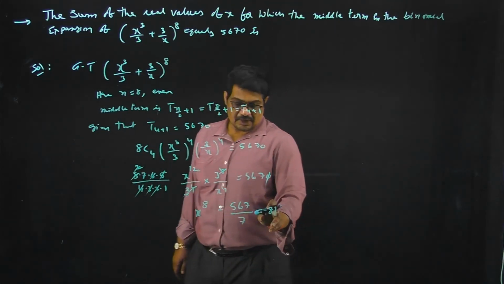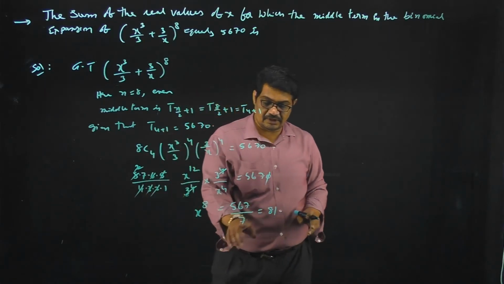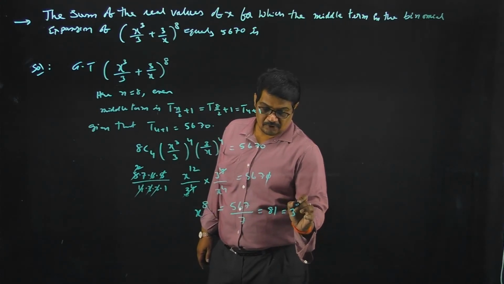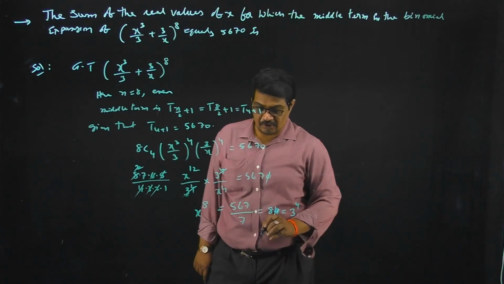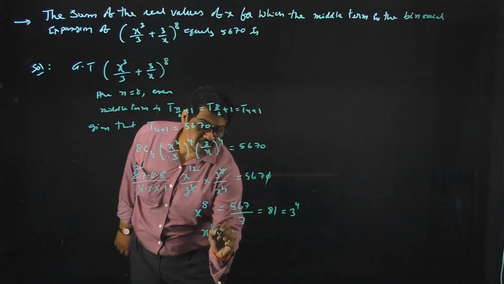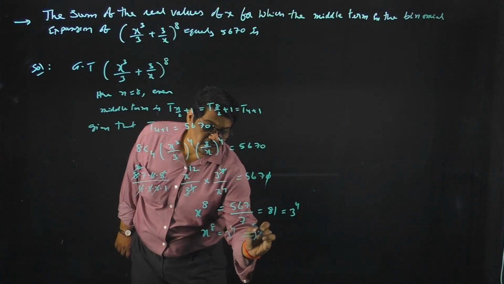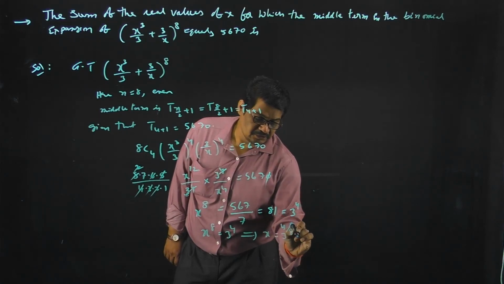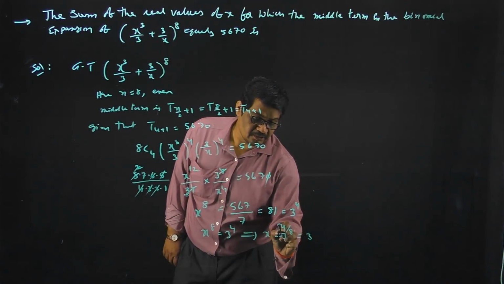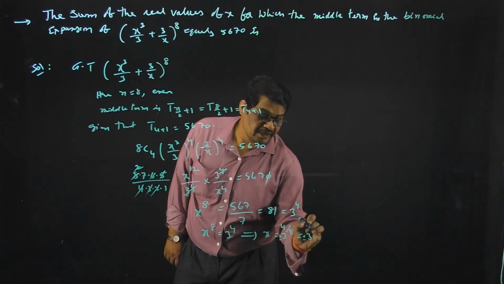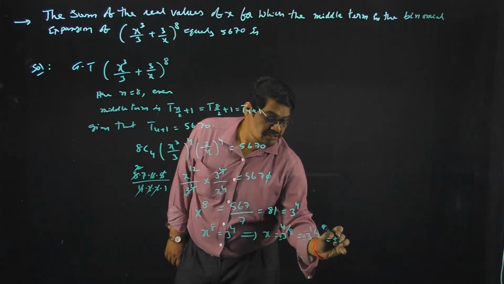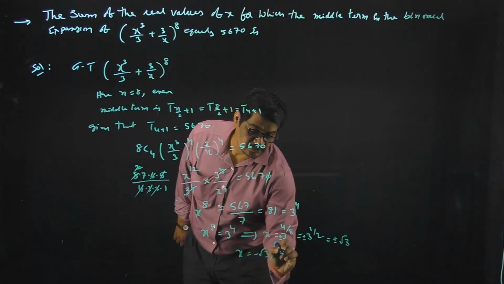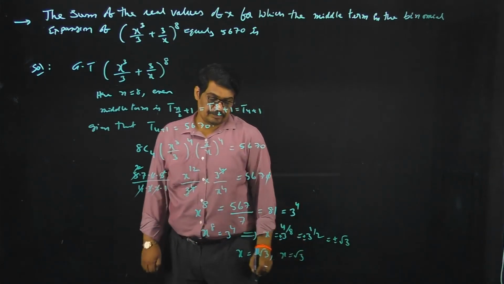So this is 567 divided by 7, that is 81. This 81 can be written as 3 to the power of 4. So x to the power of 8 is equal to 3 to the power of 4. From that x is equal to 3 to the power of 4 by 8, taking plus or minus, 4 by 8 that is 1 by 2, so plus or minus root 3. So these are the values of x: x is equal to minus root 3 and another value x is plus root 3.